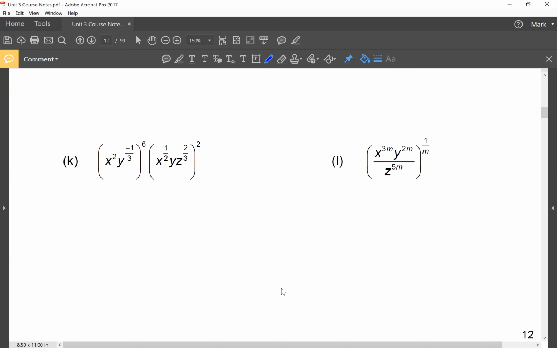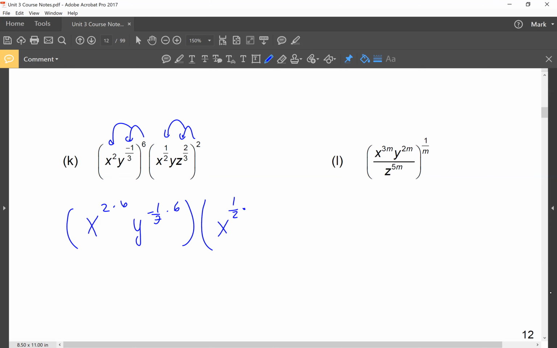So now what I'm going to do is multiply the 6, and in this case, multiply the 2 by both of these terms. So what I'm going to get is bracket x squared, I'm going to multiply that by 6. y^(-1/3), I'm going to multiply that by 6. And then in the other bracket, I have x to the power of 1/2. I'm going to multiply that by 2.